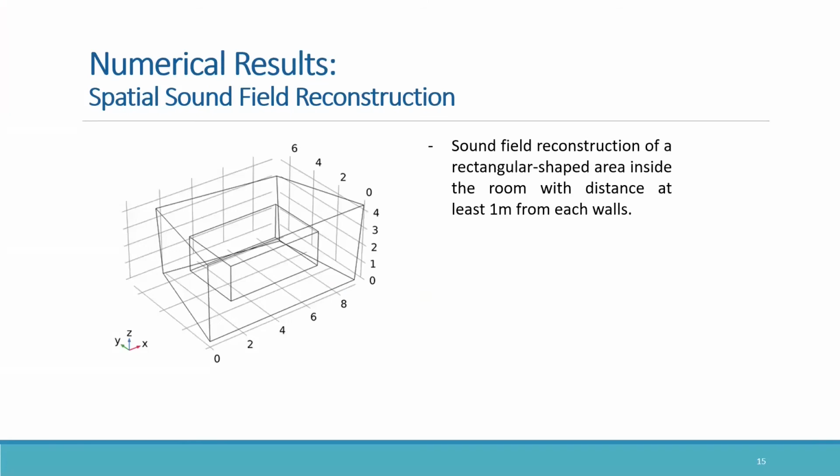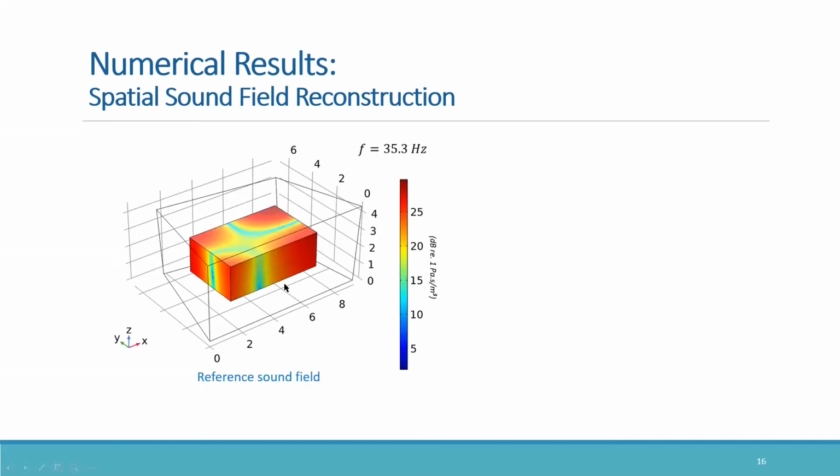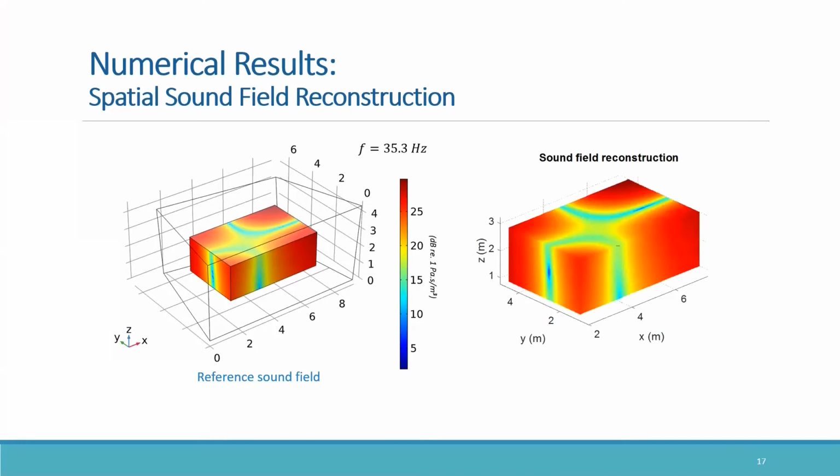In order to analyze the results, we reconstruct a large rectangular volume which has a distance of at least 1 meter from each of the walls of the non-rectangular room. This is the result from our FEM model. So basically we are going to use this result as the ground truth in order to assess the reconstruction results. On the right here, you can see the results from our sound field reconstruction framework.